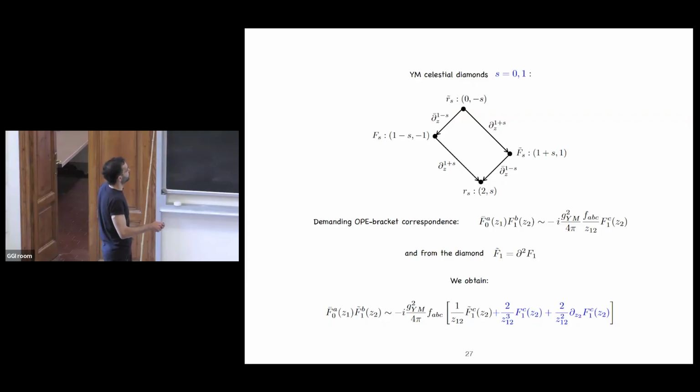So using this diamond, I can compute brackets of this guy with this guy, and then doing derivatives or inverting derivatives, I can compute OPEs of these two guys. So this is the idea. And again, demanding the OPE bracket correspondence, this is the OPE from two mixed helicity soft gluons without taking the shadow.